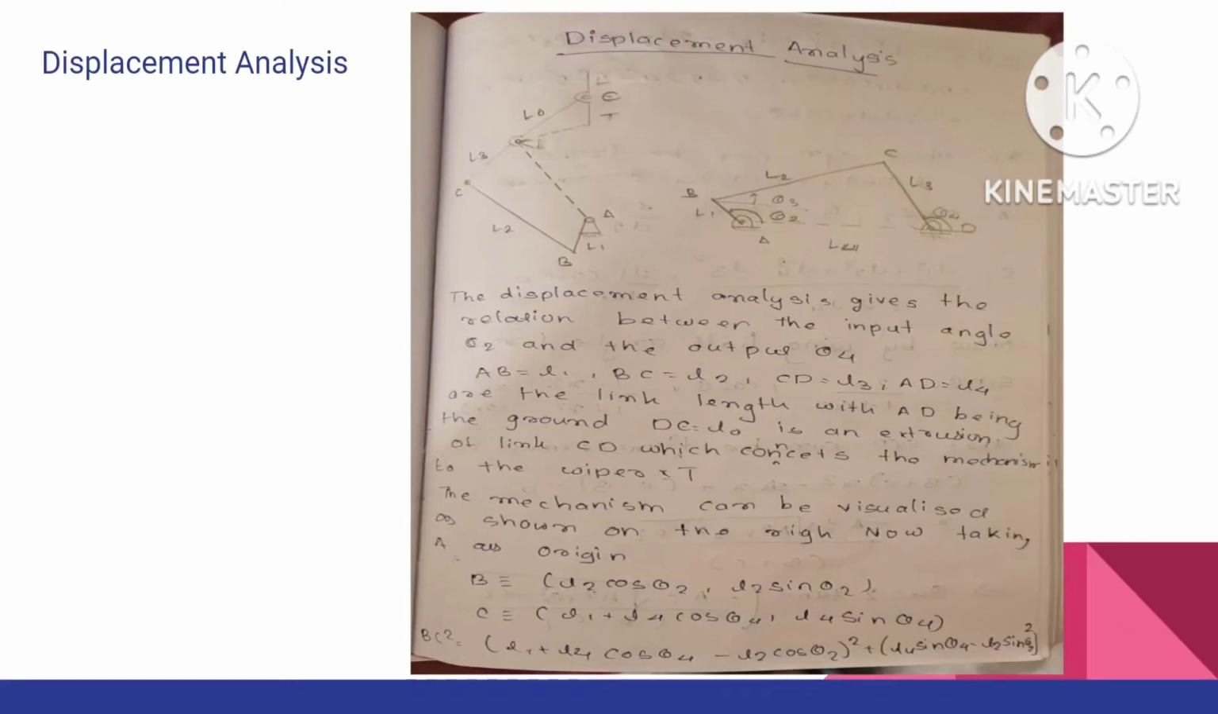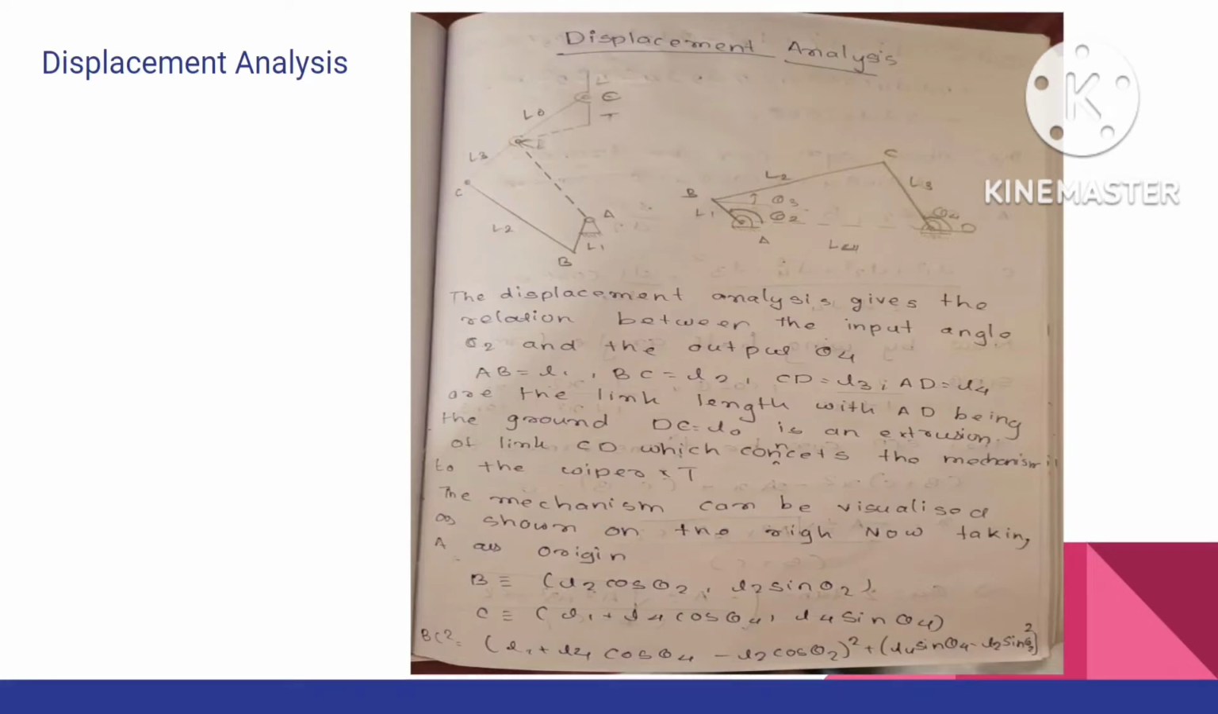As a result, we can choose A as our origin with AD as the x-axis and the y-axis perpendicular to it. Now, with respect to A, we can find the coordinates of B and C. We can see that the coordinate of B is L2 cos theta 2, L2 sin theta 2, and C is L1 plus L4 cos theta 4, comma L4 sin theta 4.